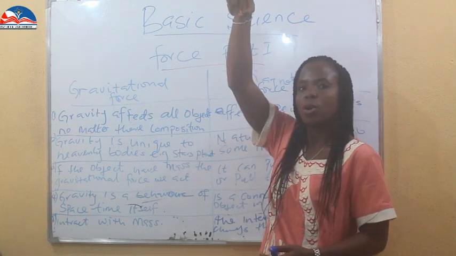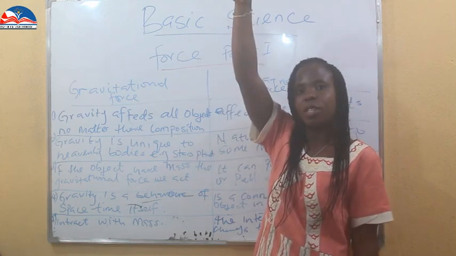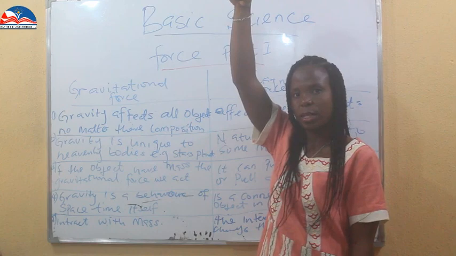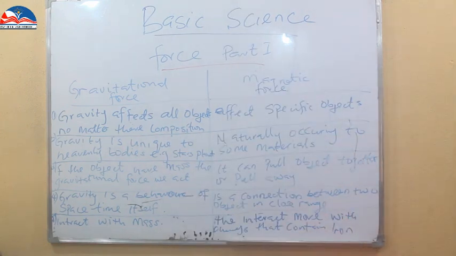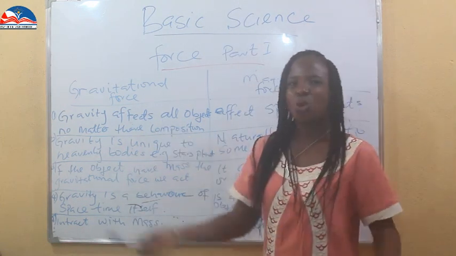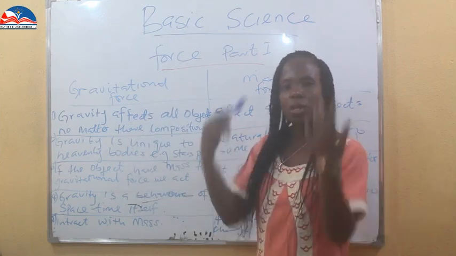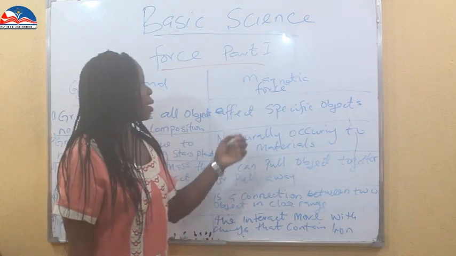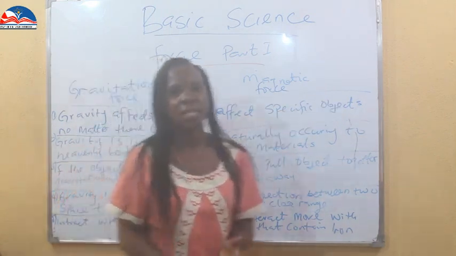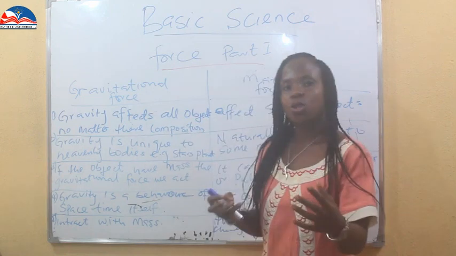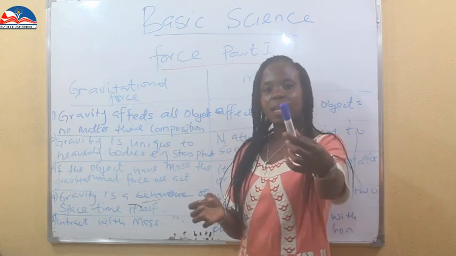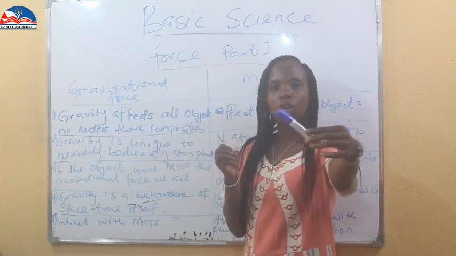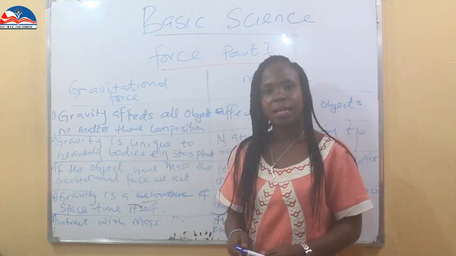If I throw this object up, there is no interaction, but gravity will push it down. You see it? And so, whether it is rubber, metal, whichever composition, it is going to be affected. But in magnetic force, it affects specific objects. Have you tried to use a magnet to magnet a rubber marker like this? There's no way it's going to magnet. But take it close to a metal, it's going to magnet.